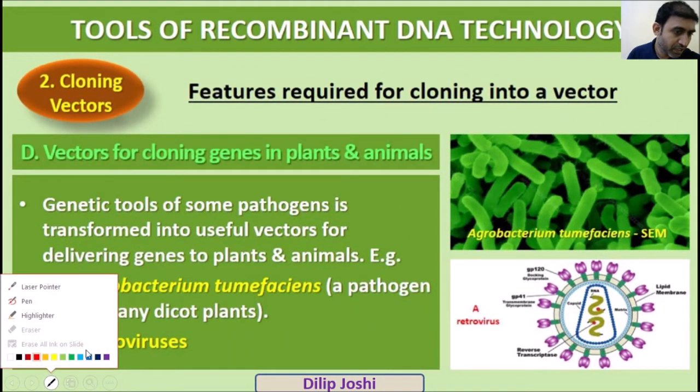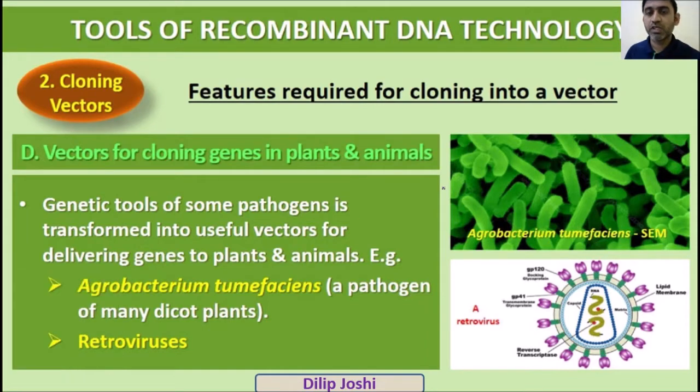In the previous lecture I already discussed what a vector is and what the different types of vectors are. So here we are discussing again which cloning vectors are used in the case of plants and animals. In the case of plants, the mostly used vector is Agrobacterium tumefaciens, which contains a plasmid called Ti plasmid or tDNA. Ti means tumor inducing. And in the case of animals, mostly retroviruses are used.